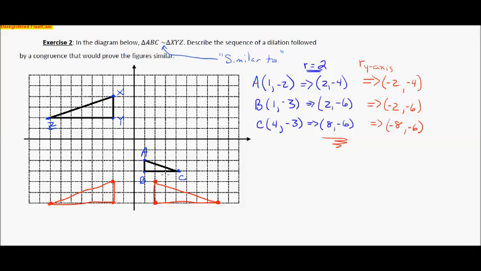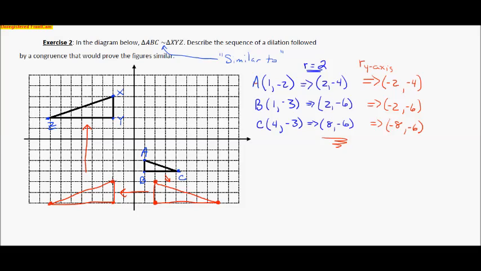So first I dilated it. That took me to that one. Then I reflected it over the y-axis, and that takes me over to that one. Now, you can see that they're pointing the same way. They're oriented the same way. If I simply translate this straight up, I can transfer each one of these points to this position.